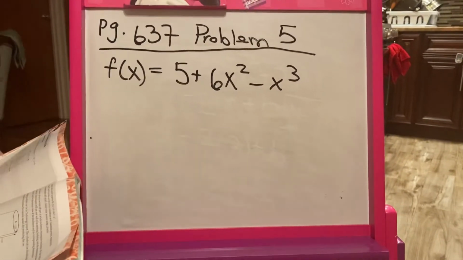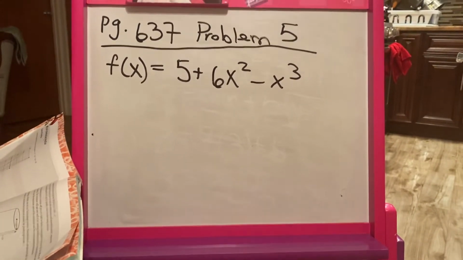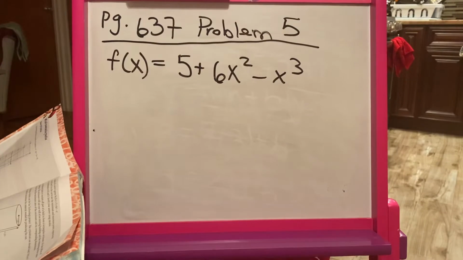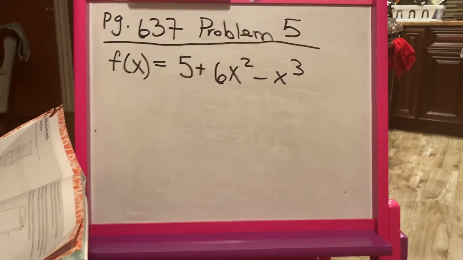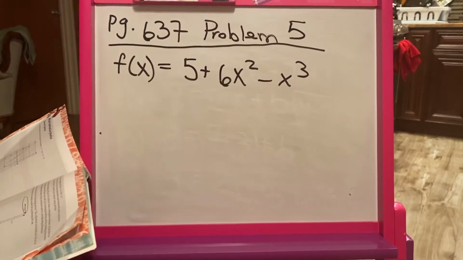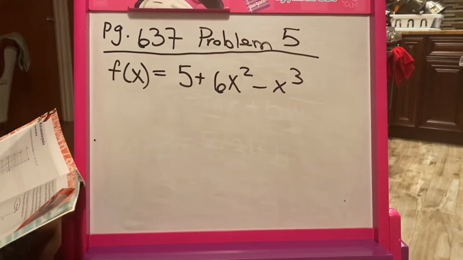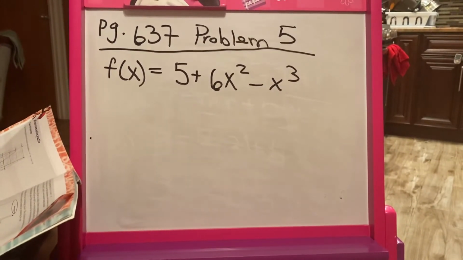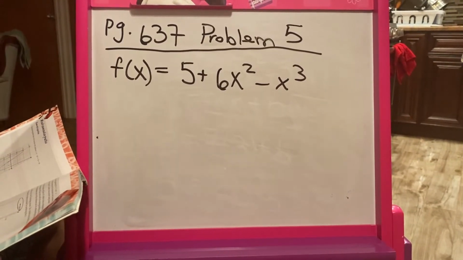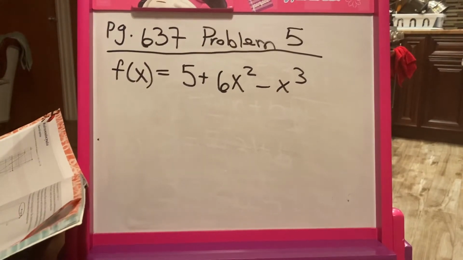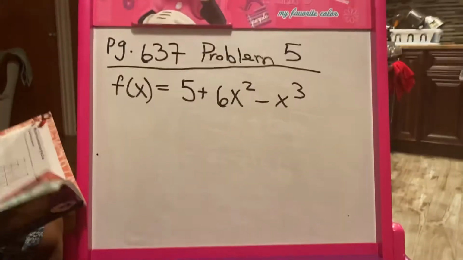So this is an example on how to find stationary points. This problem is on page 637 and it's problem number 5. The problem starts with the equation of the curve is given by f of x equals 5 plus 6x squared minus x cubed. The points R and S on the curve are the minimum and maximum points, respectively. Find the coordinates of R and S and justify your answer using calculus.